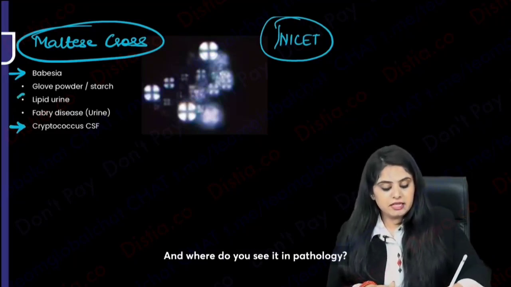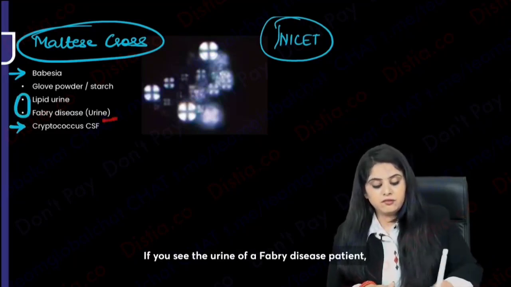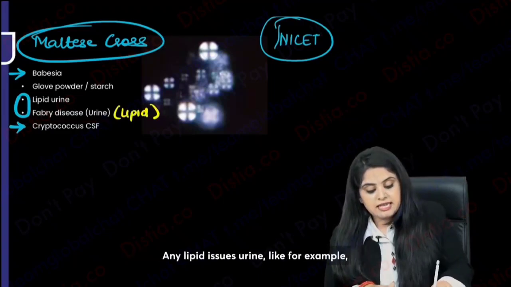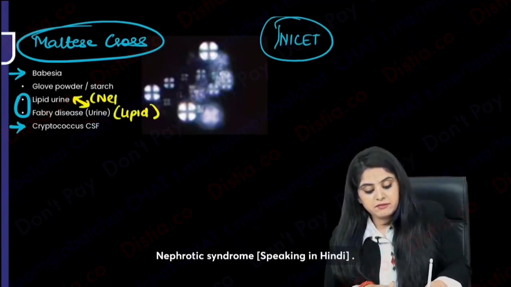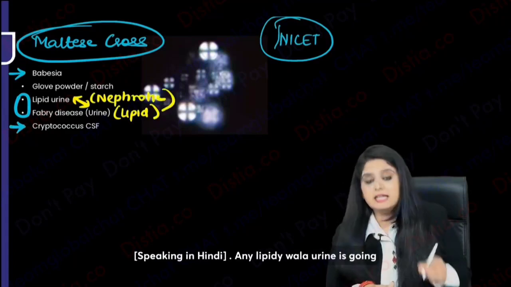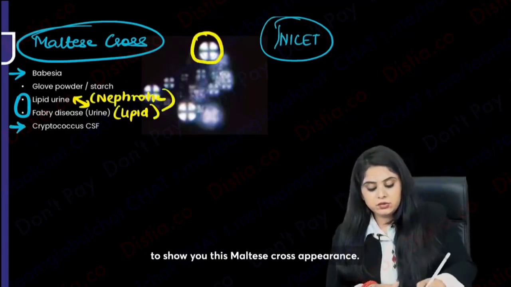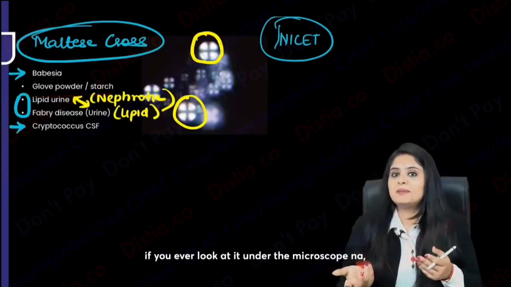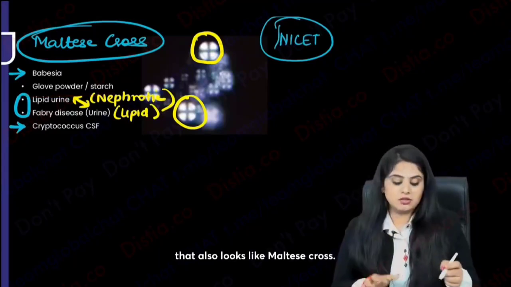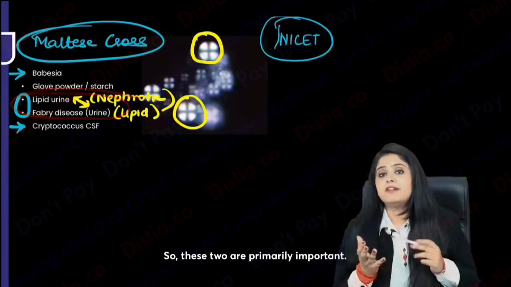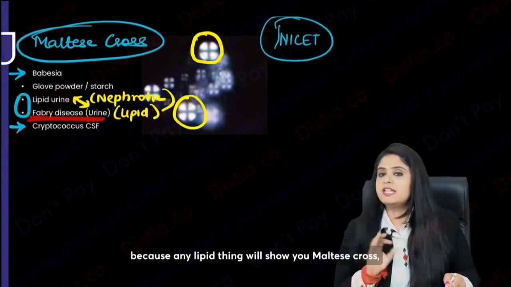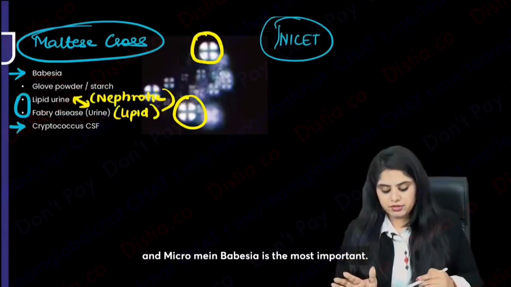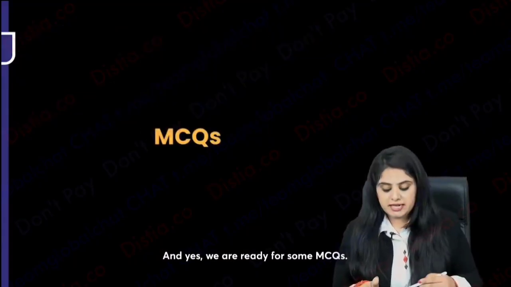And where do you see it in pathology? If you see the urine of a Fabry disease patient, Fabry disease patients have a lot of lipid in the urine. Any lipidaceous urine, like for example in a nephrotic syndrome patient, any lipid-containing urine is going to show you this Maltese cross appearance. And if you look at glove powder under the microscope, that also looks like Maltese cross. So these two are primarily important. Fabry's is very important for pathology because any lipid thing will show you Maltese cross, and in micro, Babesia is the most important. And yes, we are ready for some MCQs.